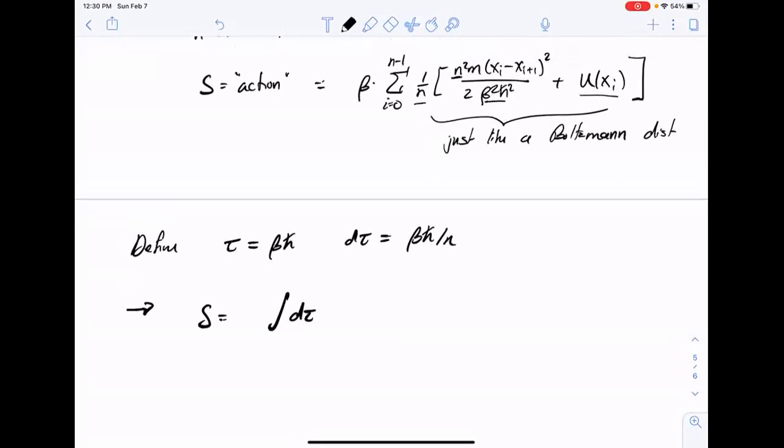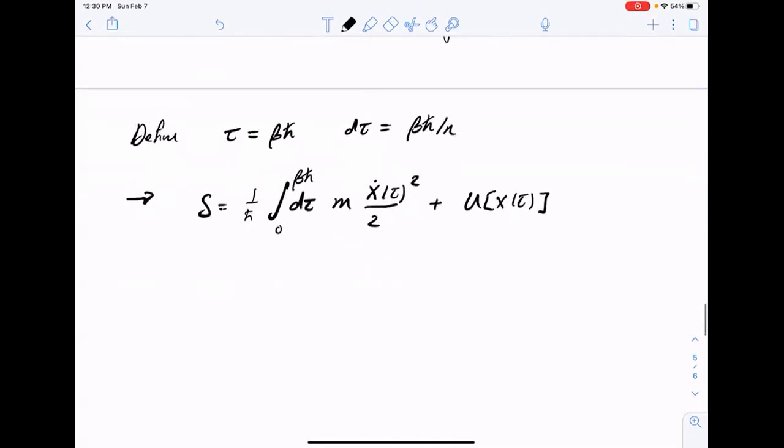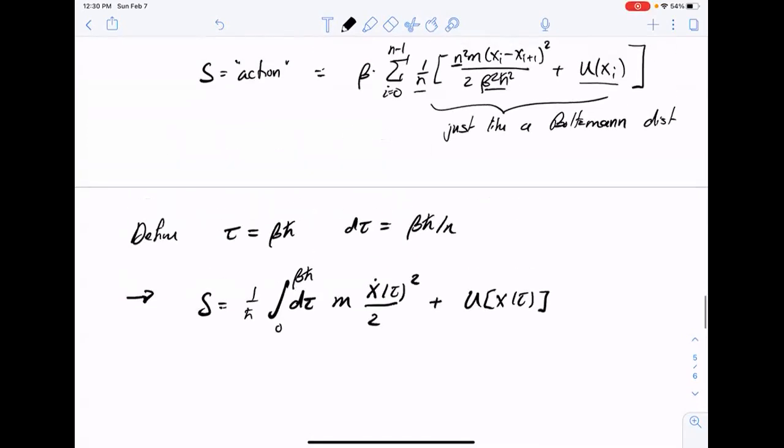Up to that factor of m, that is then x of t, the derivative, quantity squared. I have a factor of 2 and m remaining. And in addition, I have my potential evaluated at each one of those points. Left over is a factor of h bar, and this time goes between 0 and beta h bar. So what I have now is the continuum limit of that discrete action.